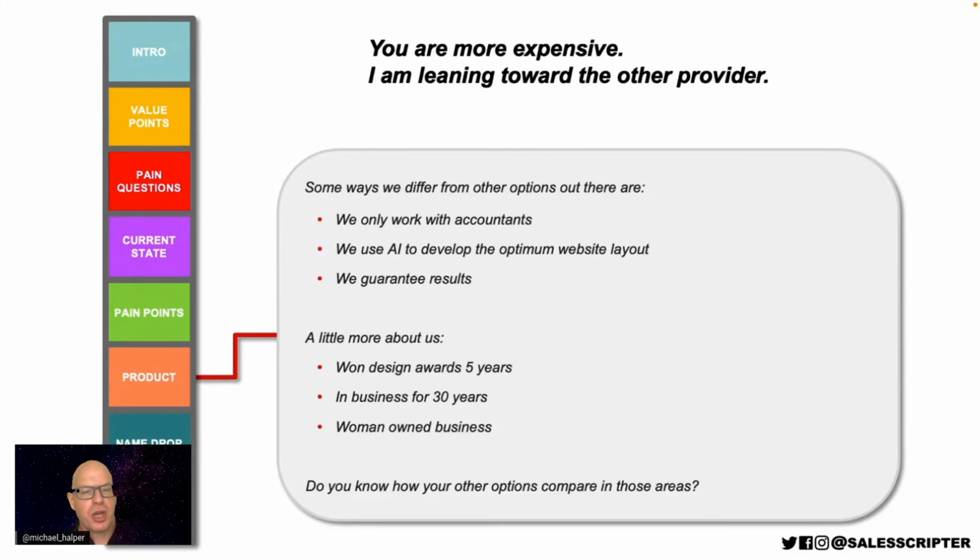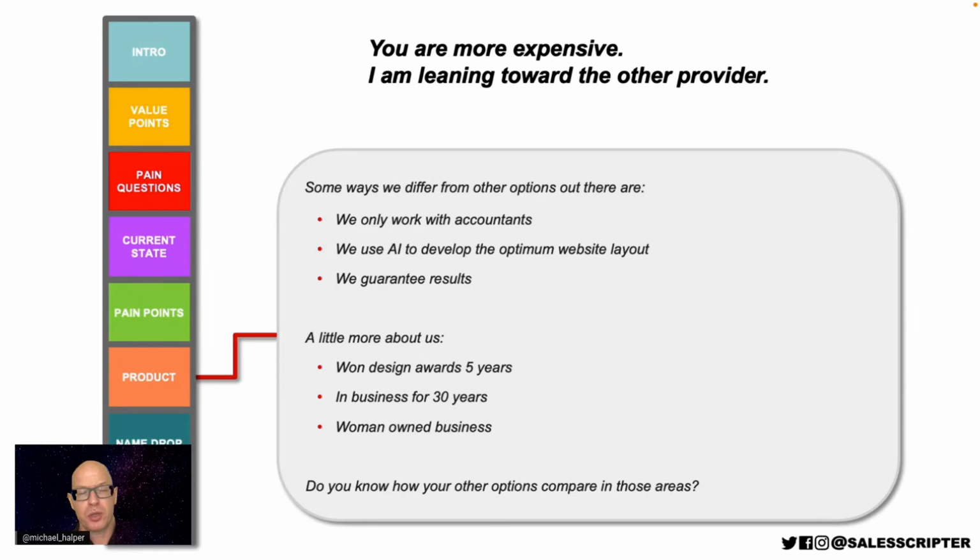A similar objection, but slightly different, is you're more expensive, or I'm leaning toward the other provider. So think of this as a competitive landscape. They have a lower price from a competitor. Well, the building block that I recommend you use to try to overcome this is your product building block. And if you've used our approach to organize your thoughts here, you hopefully have organized some ways that you're different and some important facts about your company. This would be the best way to respond to that.